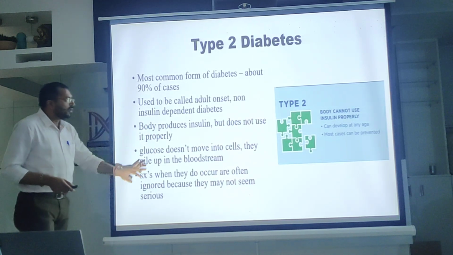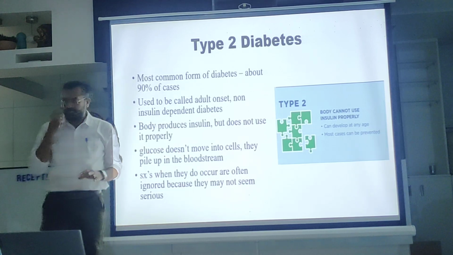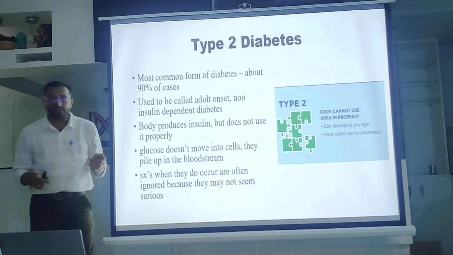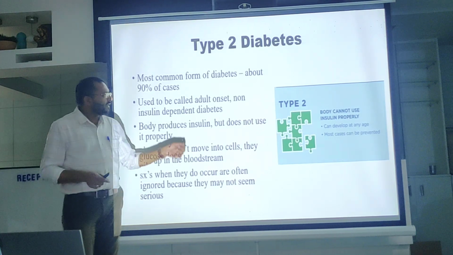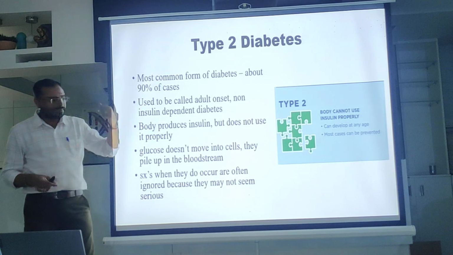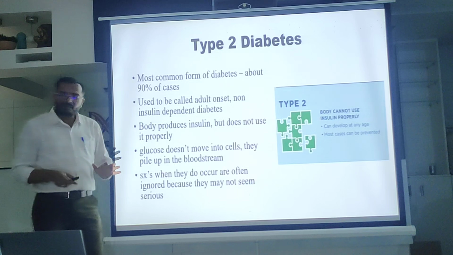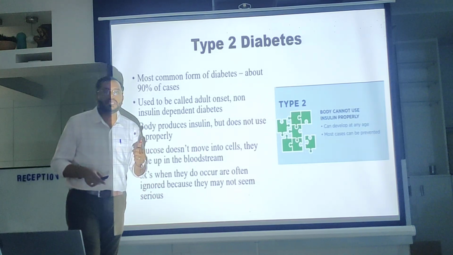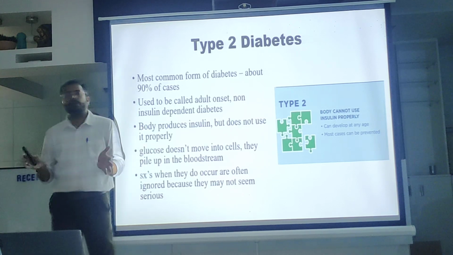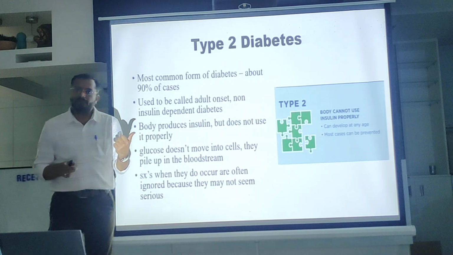Why type 2? Type 2 diabetes used to be called adult onset. A different name was also given, MODY, maturity onset diabetes of the young. It is also called non-insulin dependent diabetes, as opposed to insulin dependent. Now what happened here? The body can produce insulin, but it cannot utilize it properly. So you have something, but you cannot utilize it in a proper way. Then also it can produce diabetes.